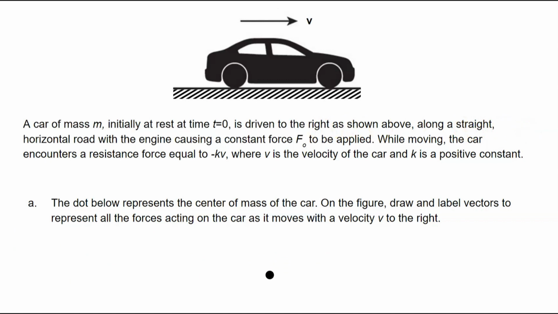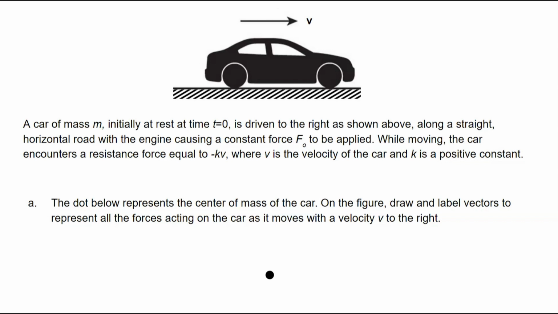A car of mass m, initially at rest at time t equals 0, is driven to the right as shown above along a straight horizontal road with the engine causing a constant force F sub naught to be applied. While moving, the car encounters a resistance force equal to negative kv, where v is the velocity of the car and k is a positive constant. So the first question, the dot below represents the center of the mass of the car. On the figure, draw and label vectors to represent all the forces acting on the car as it moves with the velocity v to the right.